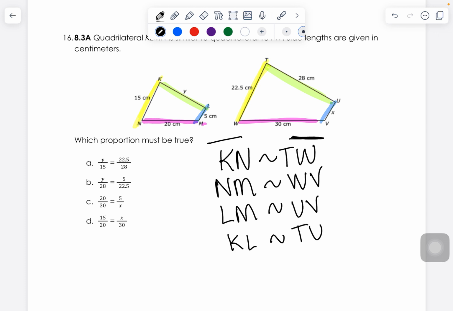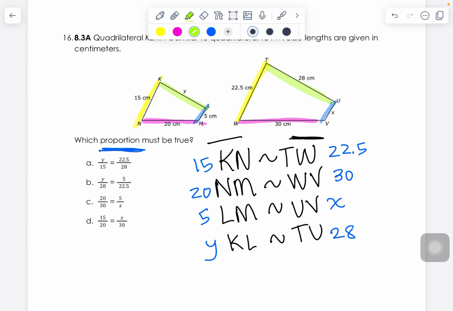All right, and they also gave us side measurements, and I see all my proportions and my answer choices are actually those measurements. So let's go ahead and add those additional measurements. 15, 25, Y. Starting with TW over here, 22.5, 30, X, and 28. So my corresponding sides, let's go ahead and look at those. I'm going to highlight here.